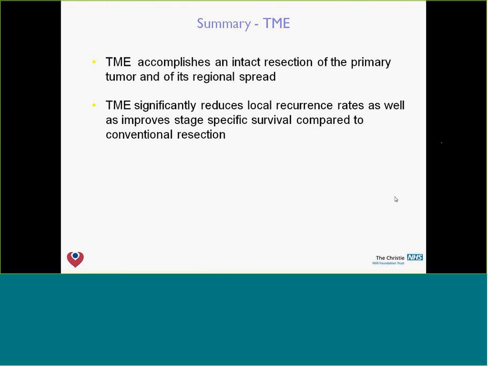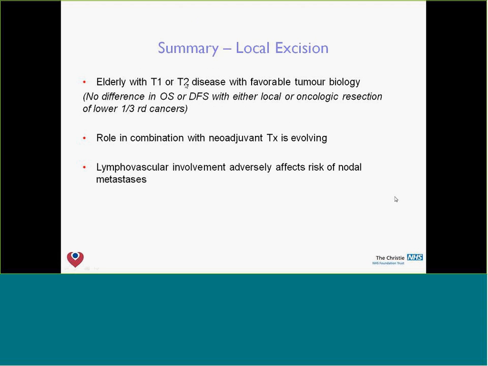So total mesorectal excision accompanies intact resection of the primary tumor with the regional lymph nodes, and TME reduces the local recurrence rate and improves the survival compared to conventional resection. Unfortunately, it comes with a huge amount of side effects and complications. Local excision is good at the moment for T1, T2, favorable biology. Now it's combined with neoadjuvant treatment. The lymphovascular status and adverse effects determine the prognosis, as there's the incidence of nodal disease.